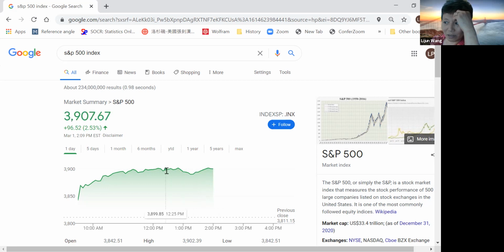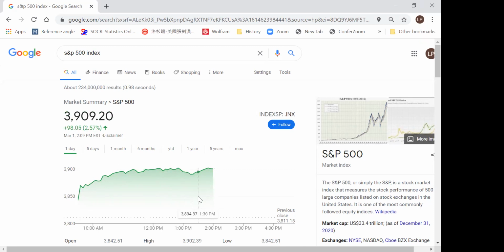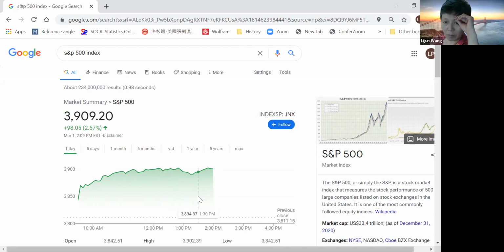So this is a function. This curve is a function. Why? Because it satisfies the rule of a function. For each input, which is time, there's exactly one output. You guys follow me? Yes. So is math still abstract to you now?